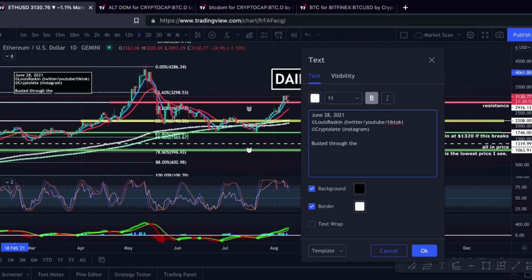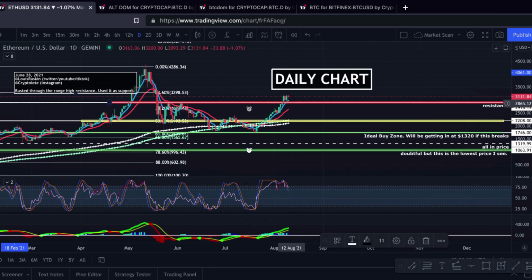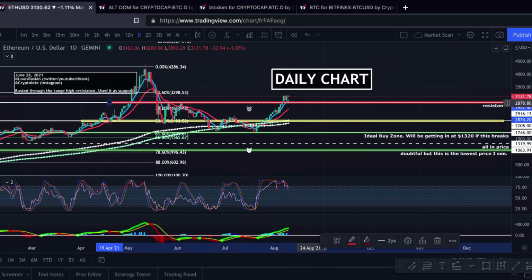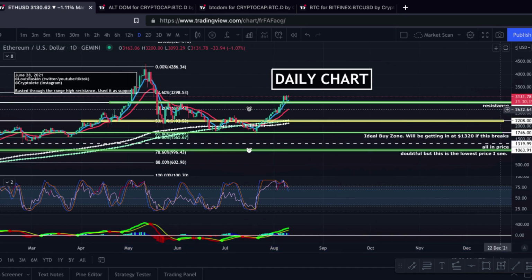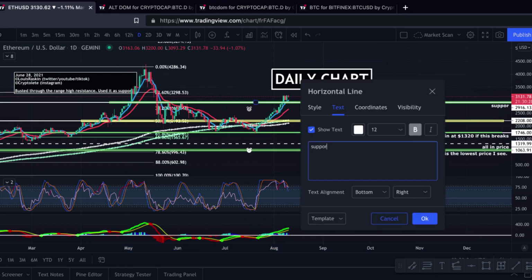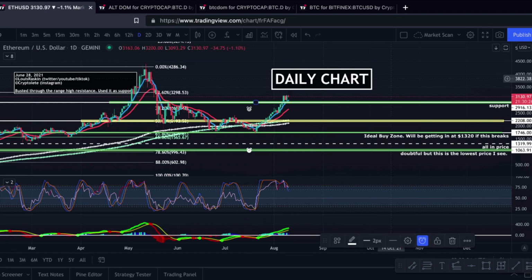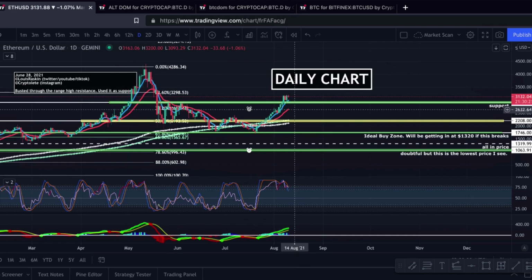Busted through the range high resistance. It's used it as support. Something tells me it's going to come down to 2,700 and then bounce up. So I think I would honestly want to buy it anywhere 27 to 29, I want to say. Because this is 29. I would buy it all over here is where I would buy it. In between these EMAs.